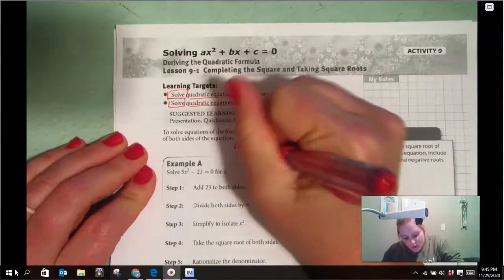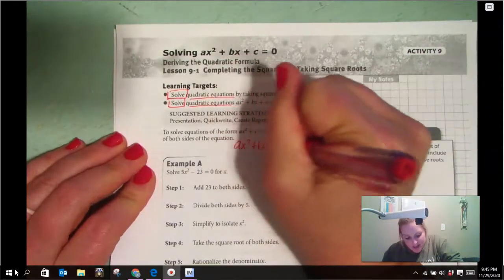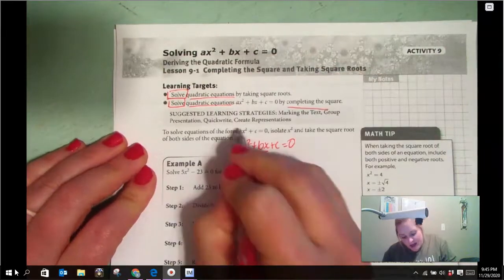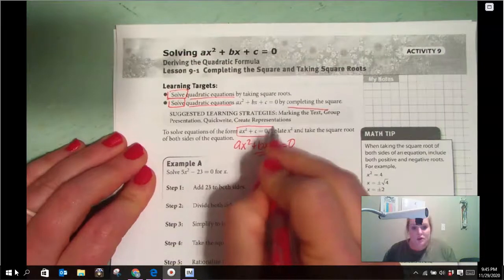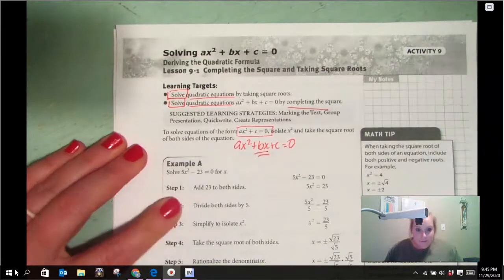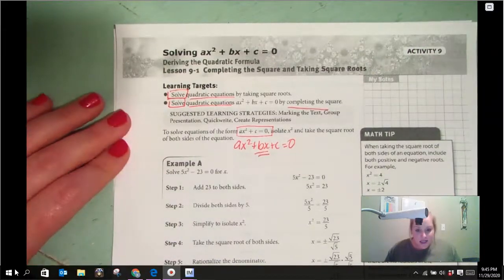If you are missing the bx, and all you have is ax squared plus c equals 0, then all you have to do is isolate that x squared, take the square root of both sides, and boom, you've got your answer. You've got to put the plus or minus. So I've kind of already prefaced this with you with the imaginaries.